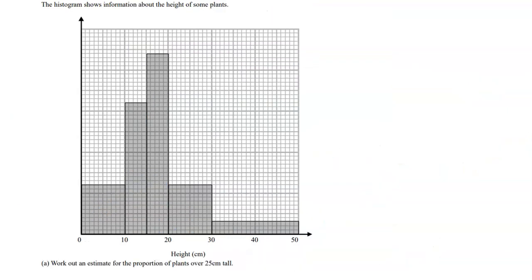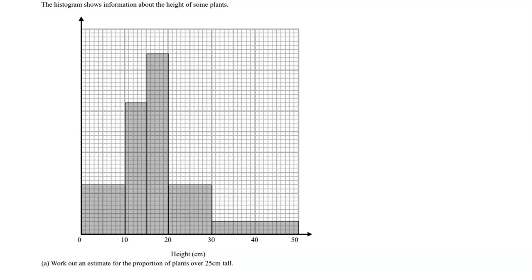Okay, and the last question I've got as an example: work out an estimate for the proportion of plants over 75 centimeters tall. And again, they haven't told us the frequency density scale, but that's okay because we don't need that. The number of plants, or the frequency, in a histogram is related to the area of the bars, not the heights. So all we need to do is work out how much area there is, regardless of what the scale is. So we can either make up a scale here, or just count the numbers.